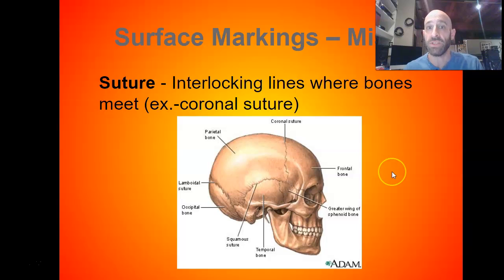And then finally, we have a suture. And a suture is just where two bones meet together. So at one point, they were separate, and then they fused together. And the best example are the sutures of the skull. So at one point, these were individual bones, and during development, they fused together into one bone. And they leave behind these little cracks called sutures.